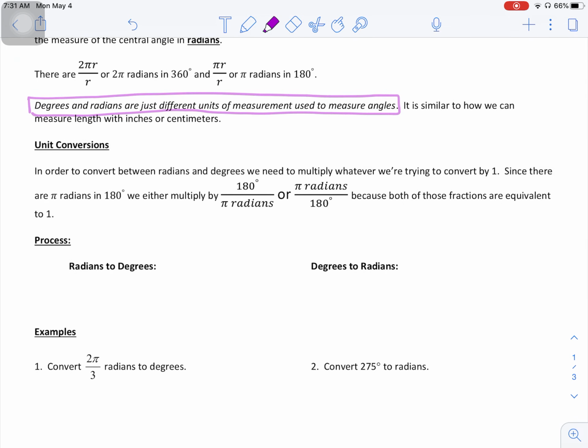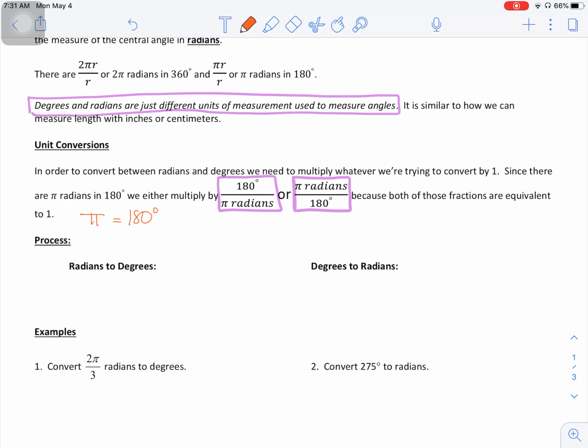In order to convert radians and degrees, we need to make sure that we are using one of two conversions, okay? One conversion is 180 over pi, or you can use pi over 180, okay? And the reason we get to use those is pi in radians, okay? Pi in radians is equal to 180 degrees. That is an equivalent measurement, in the same way that 1 foot is equal to 12 inches.